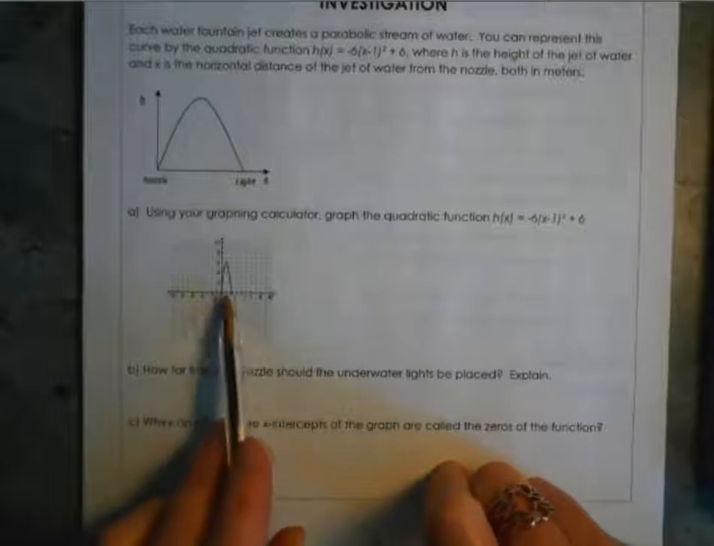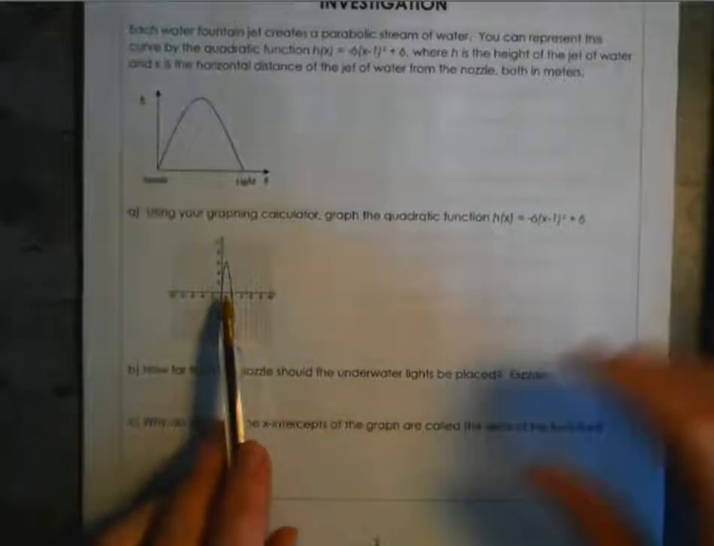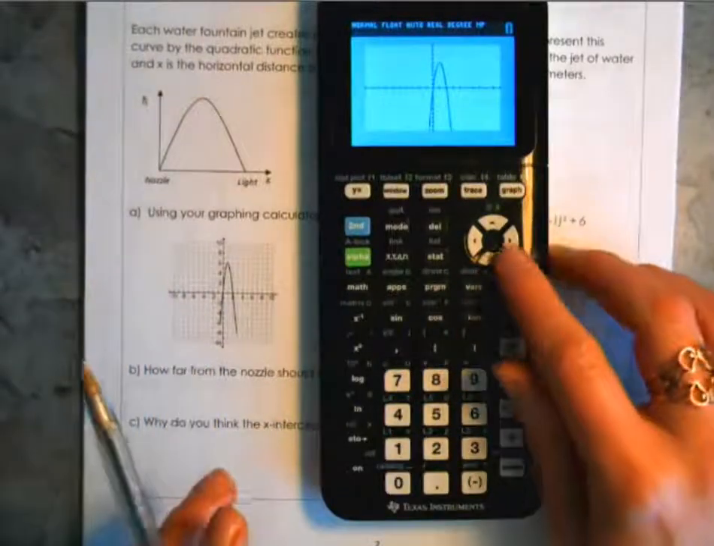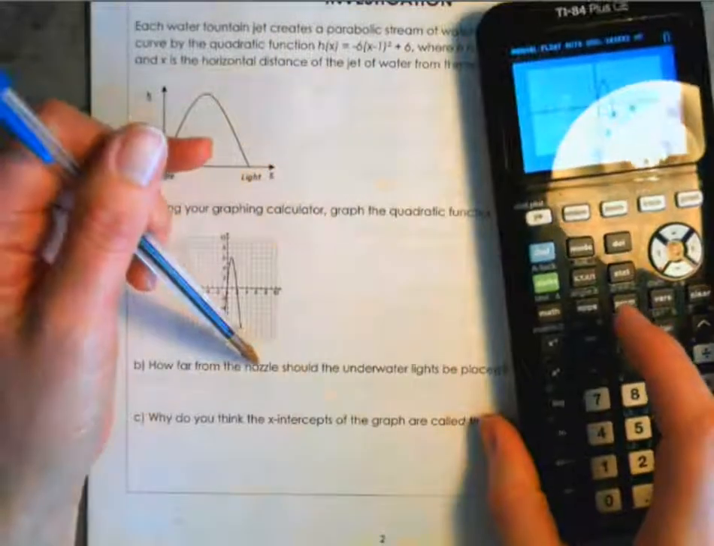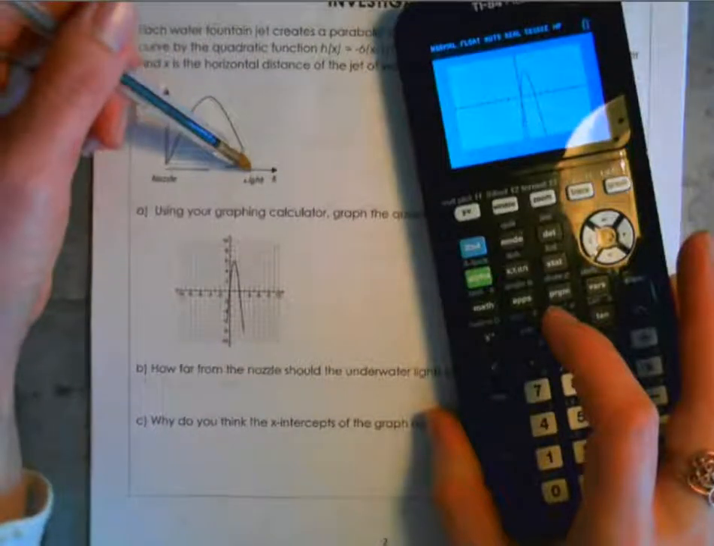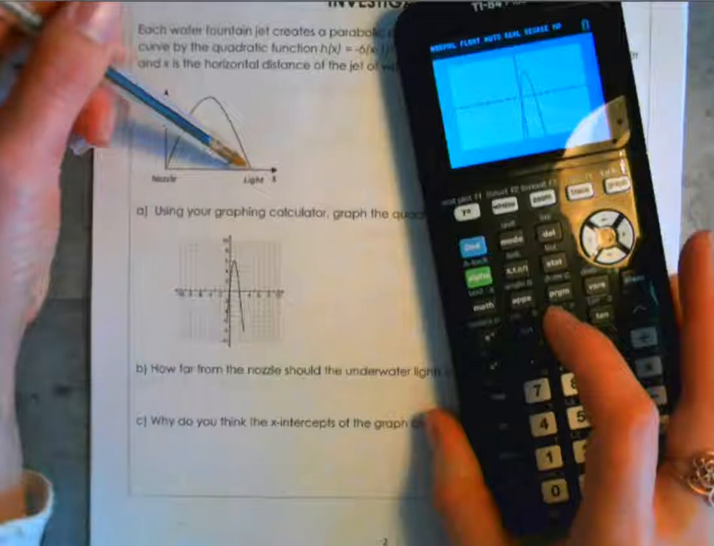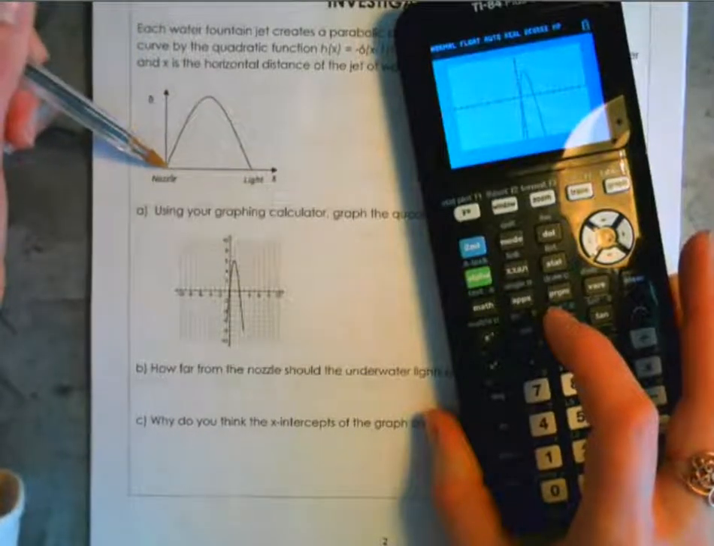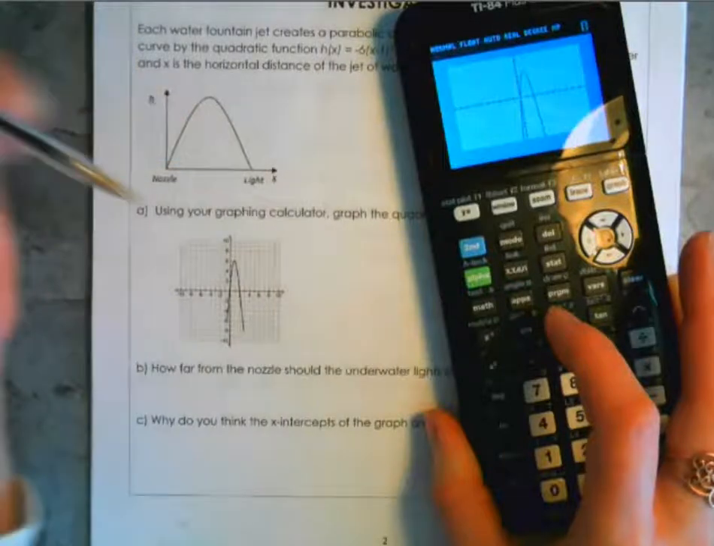Now in this case you're kind of given this, so it's pretty nice because you can count it on there, but keep in mind if you need to use your calculator to determine this, we're trying to figure out how far from the nozzle should the lights be placed. So basically we're looking for this point on the graph, right? Because we want to solve for the distance from 0, which is the nozzle, out to the light.